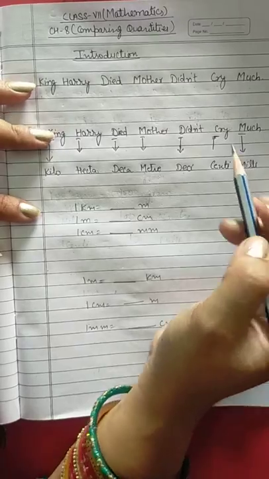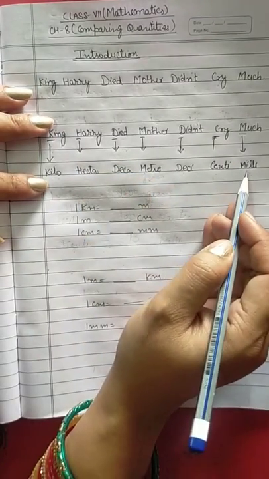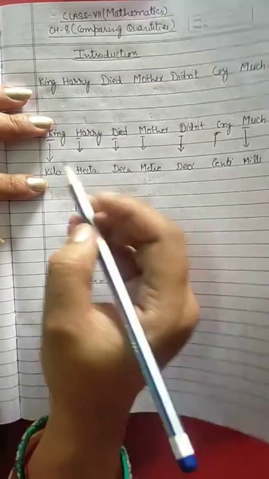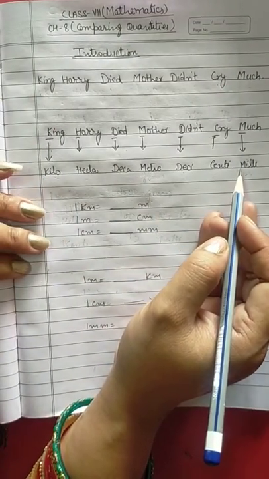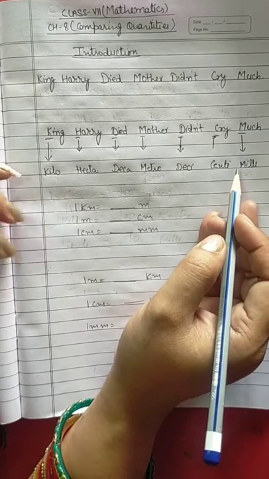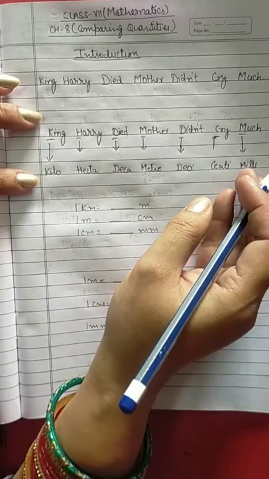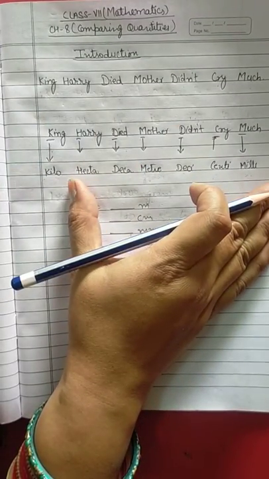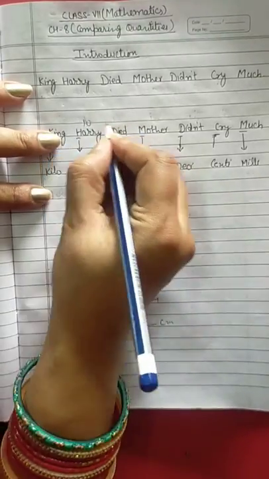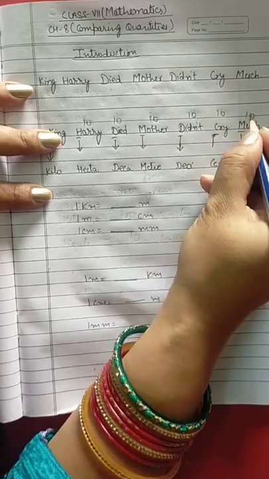As we know, kilo is at the first number and milli is at the end. So it shows that kilo is the greatest unit as compared to milli. Just remember one thing: when we go from greater to smaller, we will always multiply. And remember that we take 10 on each unit.